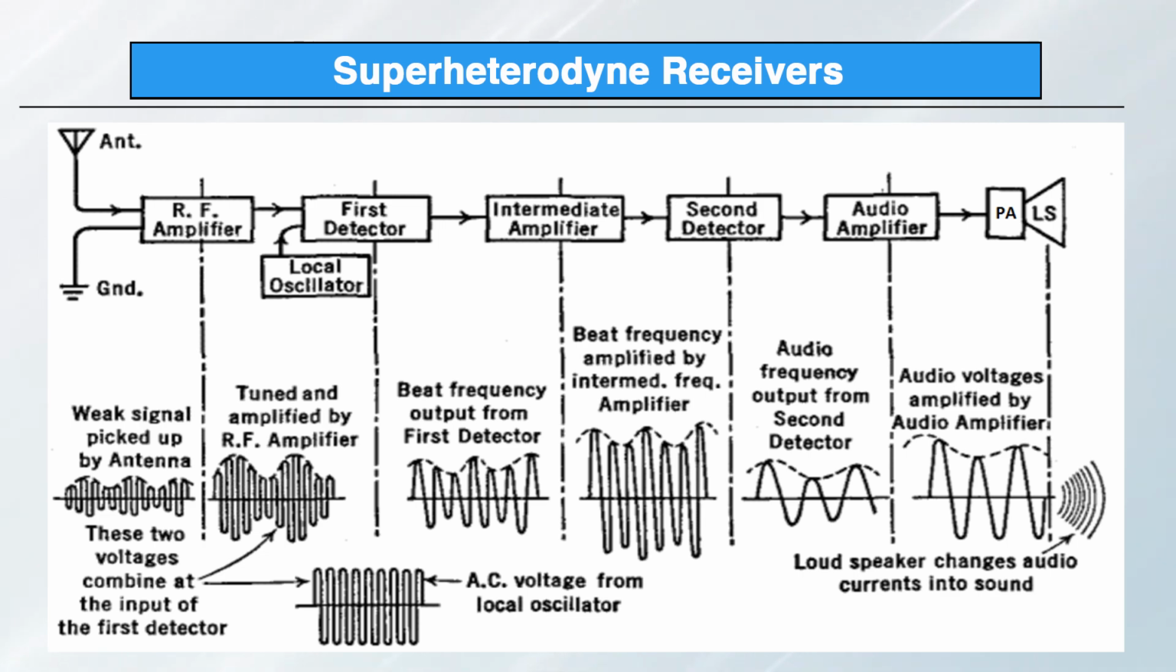The audio amplifier stage in a superheterodyne receiver amplifies the audio signal extracted by the detector to a level suitable for driving a speaker or headphone. The function is to increase the amplitude of the audio signal to a level sufficient for audible sound reproduction, producing sufficient power to drive a speaker or headphone with clarity and fidelity.